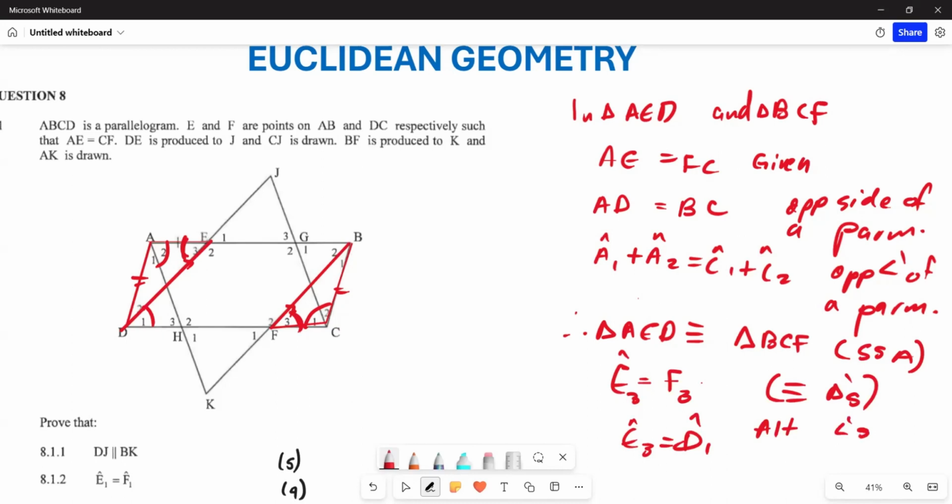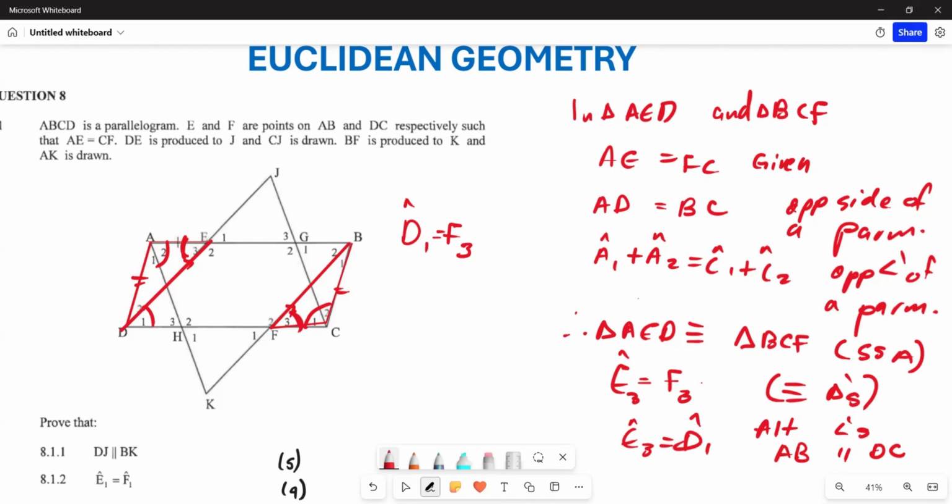Why are these angles alternating? Because remember, we know that AB here is going to be parallel to what? To DC. This is because of the opposite sides of a parallelogram, right? So therefore, can you see that you have proven this. Your angle D1 is going to be equal to your angle F3 because they are both equal to the same thing, right? Remember, angle F3 is equal to E3 and also angle D1 is equal to E3, so both of them are equal to the same thing.